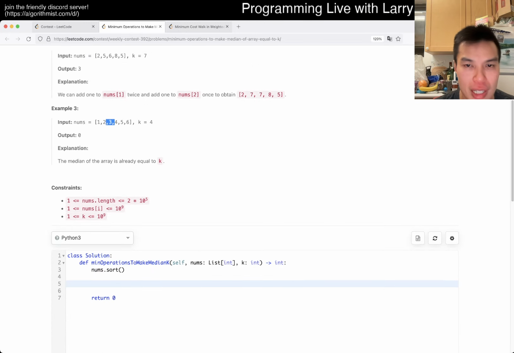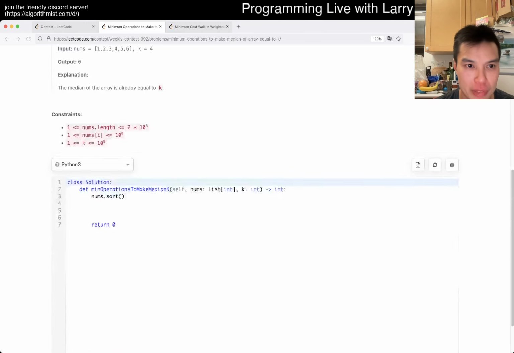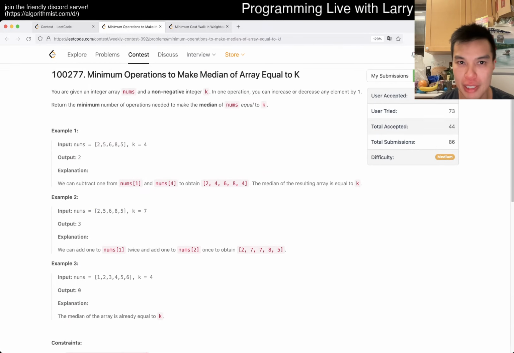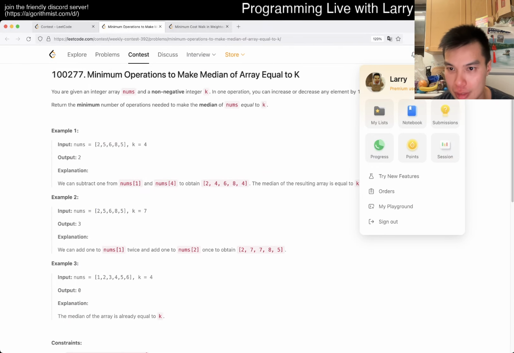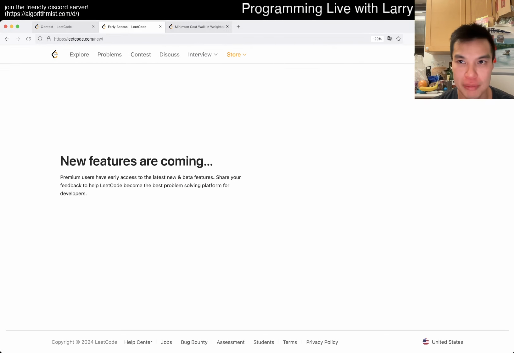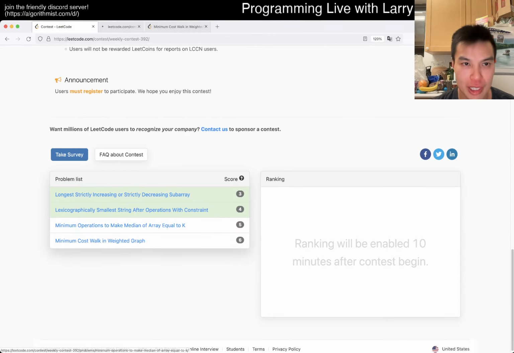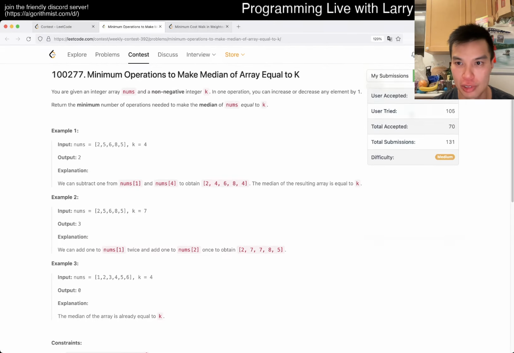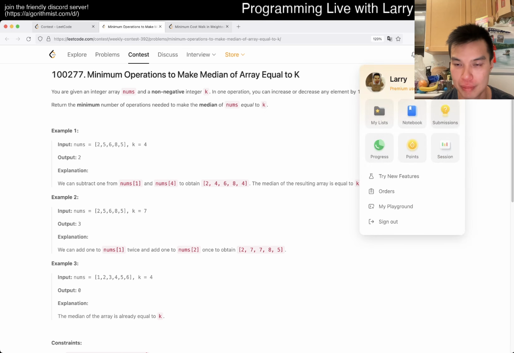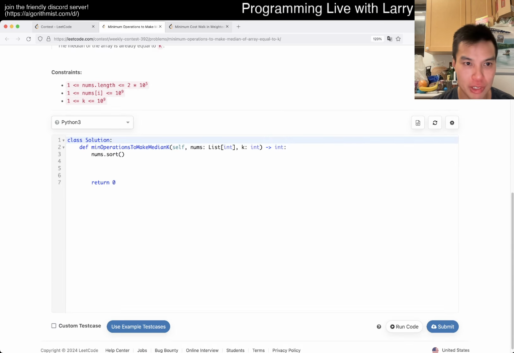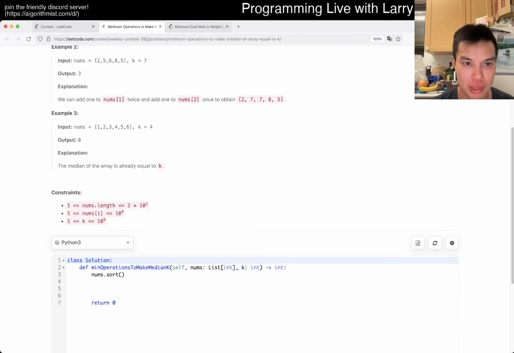Isn't it 3.5? They really should be more precise about the definition of median. Someone told me that I'm using the old version or something. So it's not showing all the, I don't know how to show the new things. Well, I don't know what the definition of median is in this one.